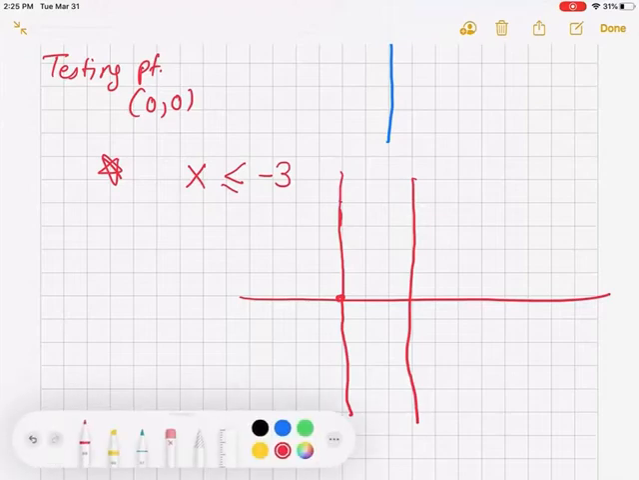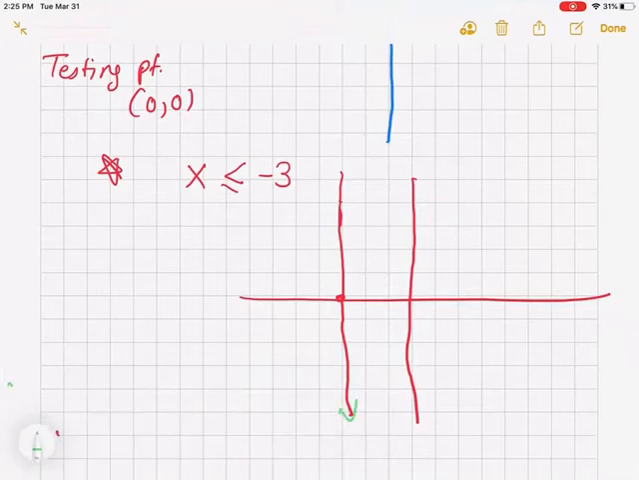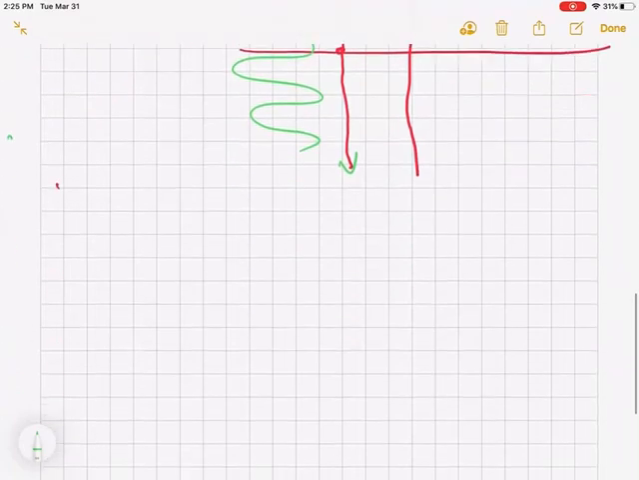Almost there. Now time to shade. How do we shade? For something like this, you don't have to take a testing point. If you want, you can still do that. But what I'm going to do is just look at the line. X is less than negative 3. So less than negative 3 would be this whole area. So that would be my answer. All set. Or you can just plug in 0, 0. That could be another way. That was my second example.